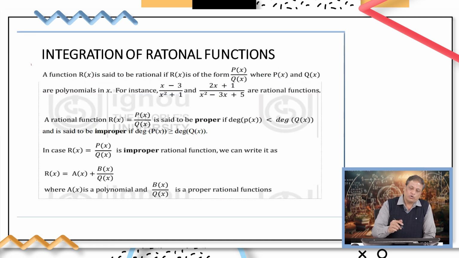We also explored what rational functions are, and we explored all three cases for performing integration by using the concept of rational functions. We learned what proper rational functions and improper rational functions are, and we learned how to transform an improper rational function into a proper rational function.